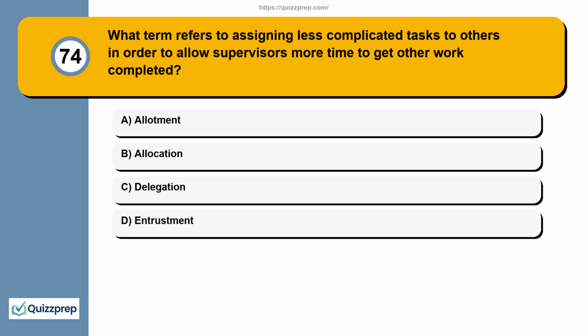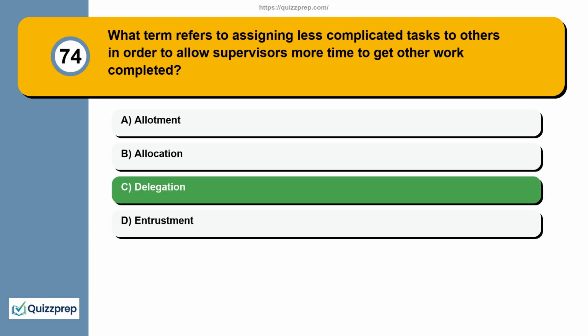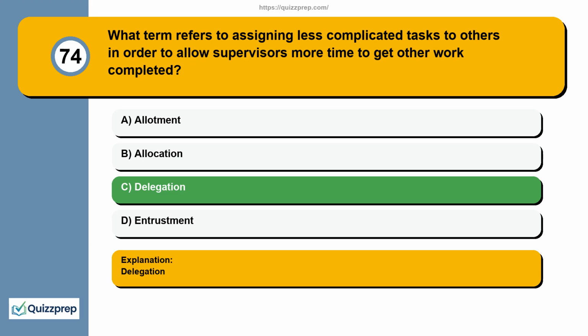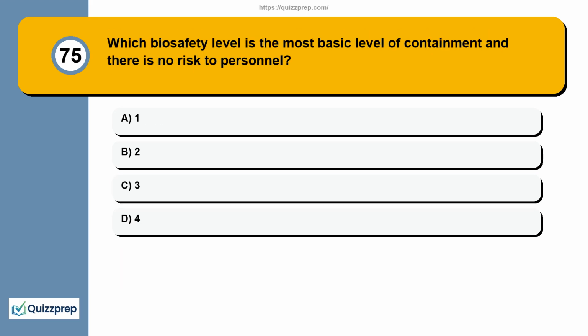Question 74. What term refers to assigning less complicated tasks to others in order to allow supervisors more time to get other work completed? Option A, allotment. Option B, allocation. Option C, delegation. Option D, entrustment. The correct answer is option C, delegation. Question 75. Which biosafety level is the most basic level of containment and there is no risk to personnel?